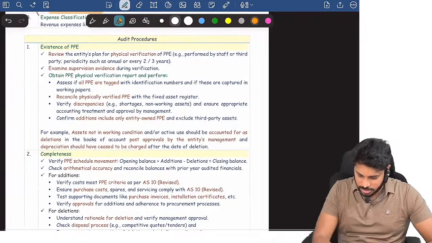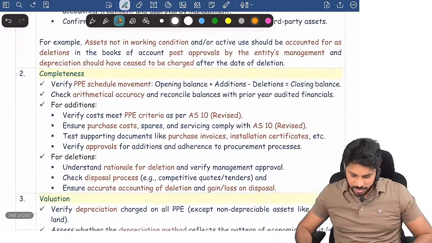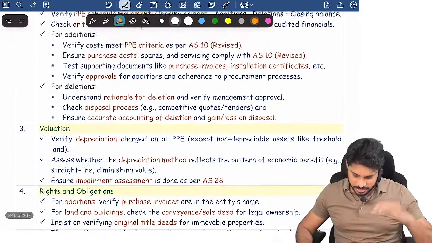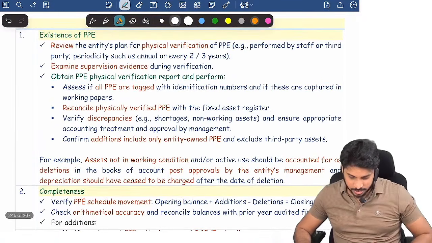what is the audit procedure? What is the audit procedure for inventory? In this, mainly that point only is most important. Okay.